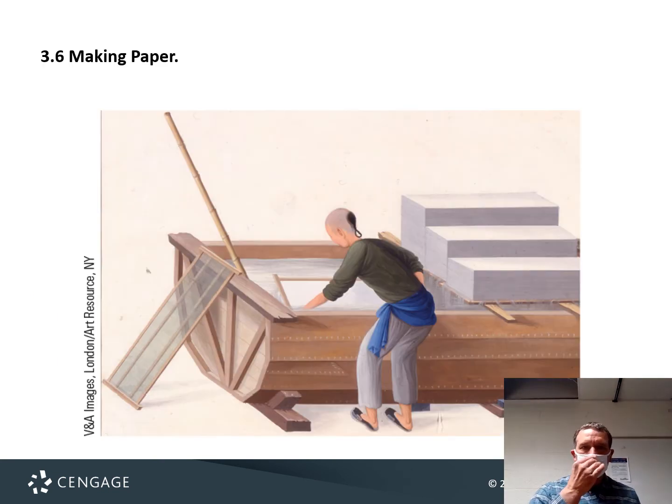So just a couple illustrations. This is the making of paper. One of China's most important contributions to the world was the invention of paper during the Han Dynasty. Although the first known use of paper for writing dates back to the 1st century BCE, paper was used for clothing, for wrapping materials, military armor, and of course toilet paper.